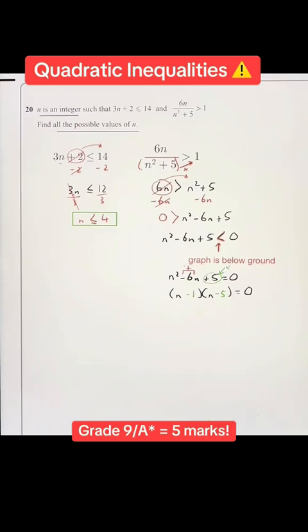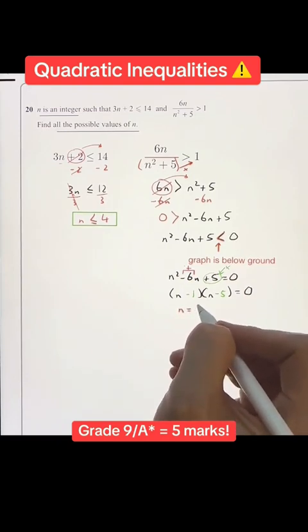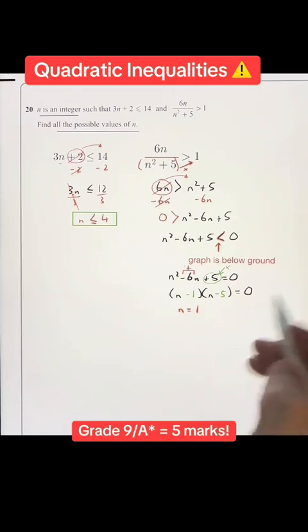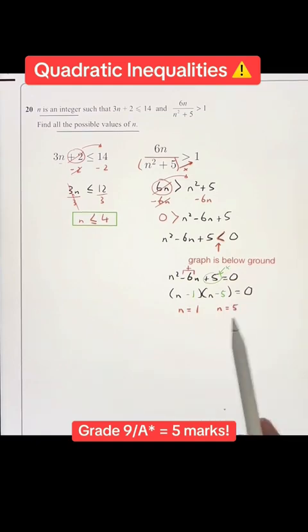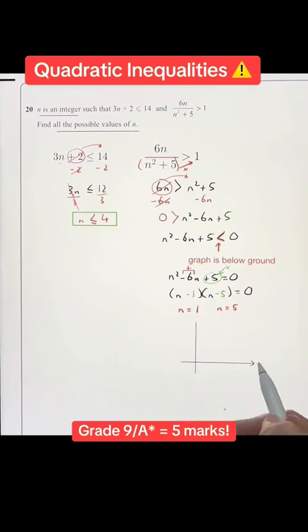As I'm solving, I place each bracket separately equal to 0. If I put n minus 1 equal to 0, the opposite of minus 1 is to add 1. Therefore, one solution is n is 1. If I put n minus 5 equals 0, the opposite of minus 5 is to add 5. Therefore, my other solution, my other root, is n equals positive 5. As I have my 2 roots, and I want to find where the graph is below ground, my 2 roots for n are positive 1 and positive 5.